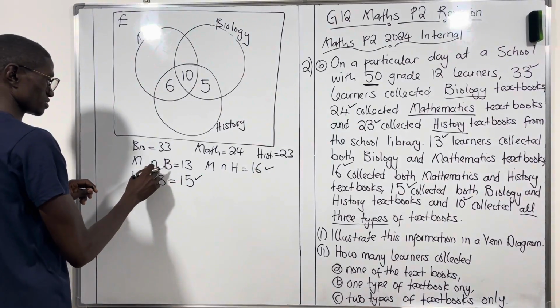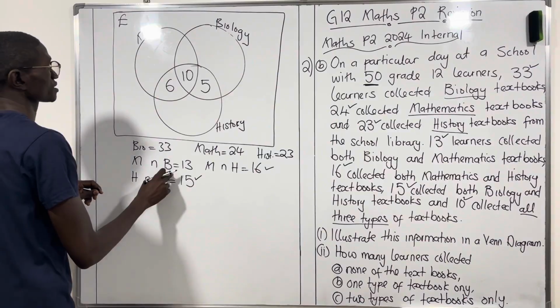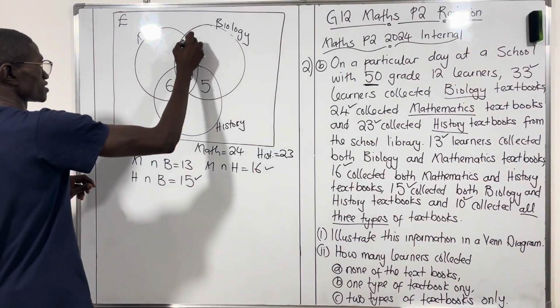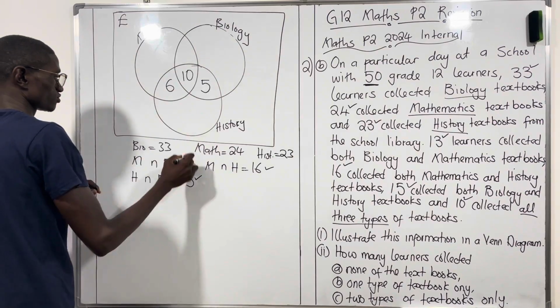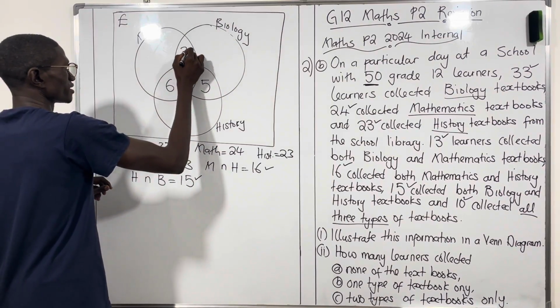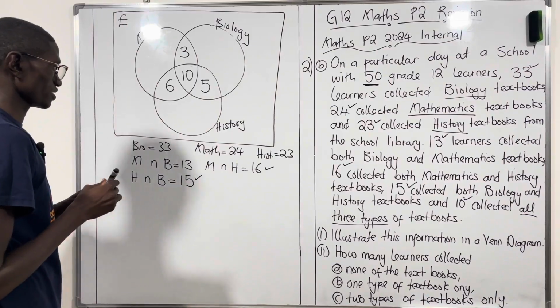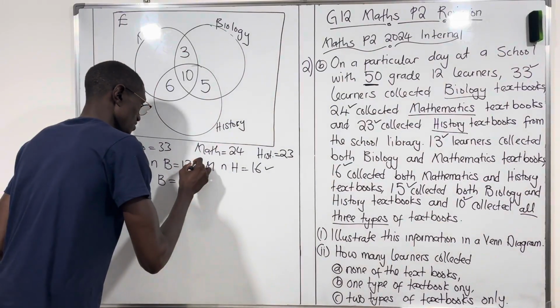We're now remaining with this one. Mathematics intersecting with biology. What is the total? The total is 13. We already have a 10. So we're going to say 13 minus the 10 there, giving us a 3 for that one. Okay, we are done with these ones.